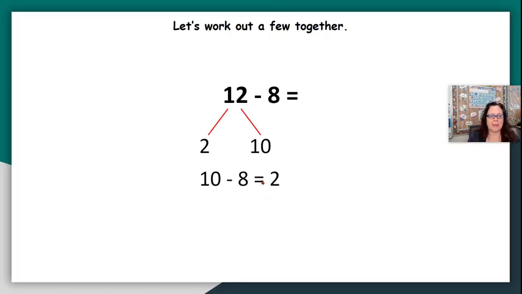What is my next step? Yes, we need to add this 2 back with this 2. So we have 2 plus 2 is 4. So 12 minus 8 equals 4. That is the difference. We're going to box our answer. That way, your teacher, me, can find your answers on your worksheet really, really quickly.